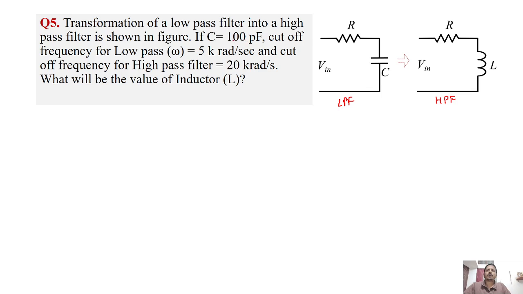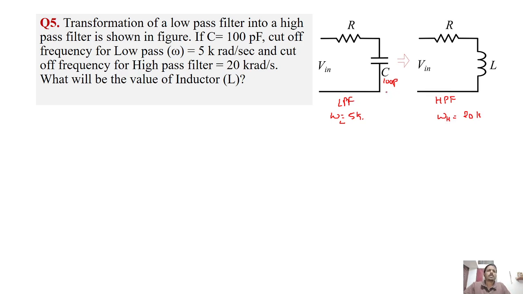Okay, so if C is equal to 100 picofarad, the cutoff frequency of the low pass filter, omega L, is given as 5 kilo radians per second. And the cutoff frequency of a high pass filter, I will denote as omega L for low pass and omega H for high pass. So omega H is equal to 20k radians per second. So what will be the value of inductor L? That is the question.